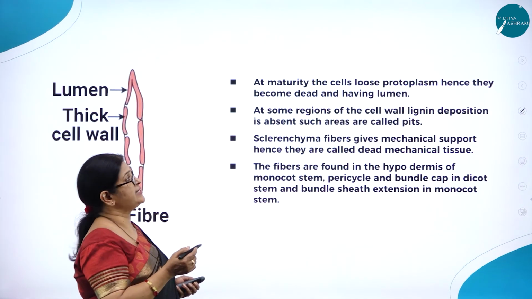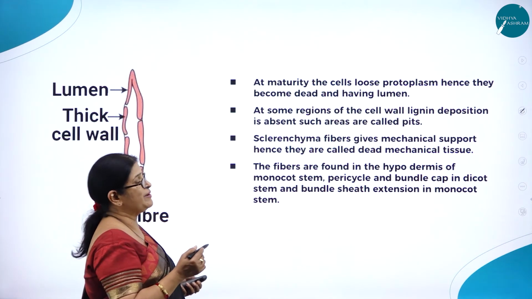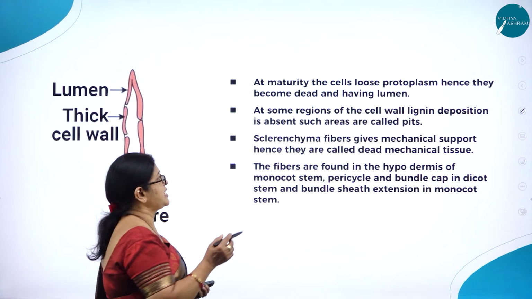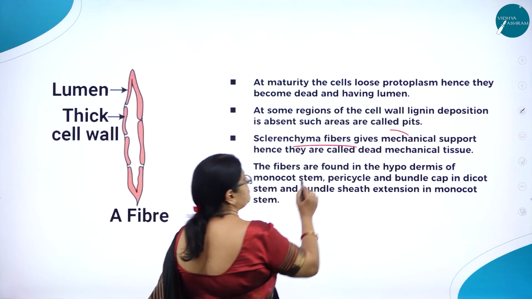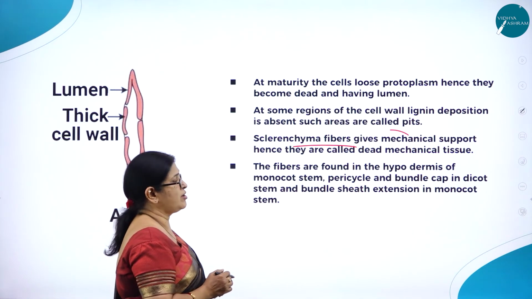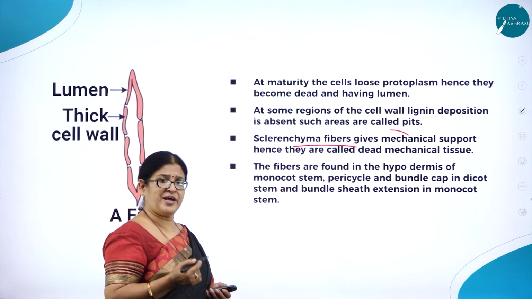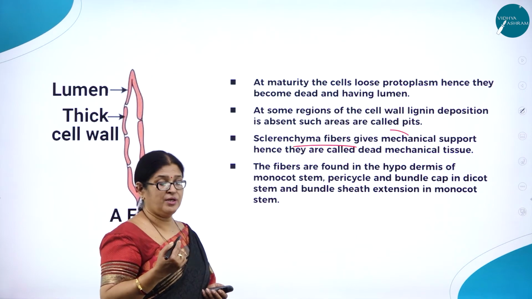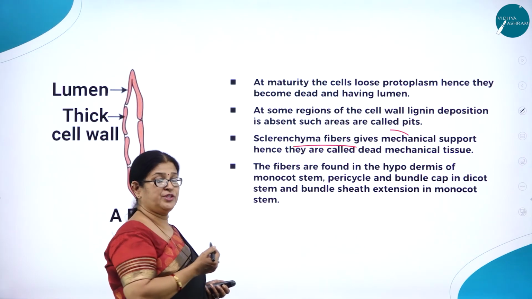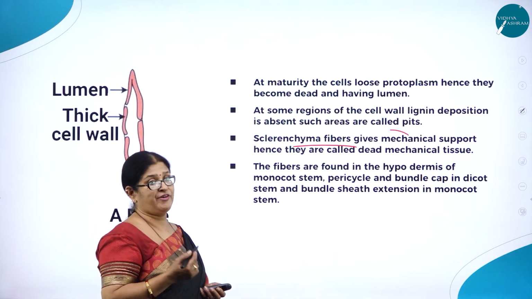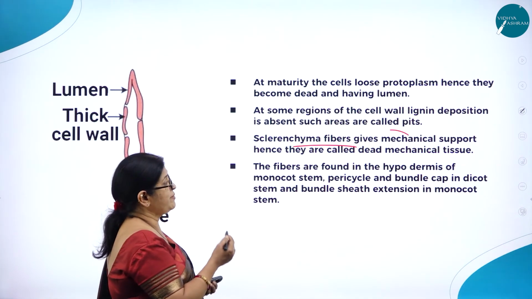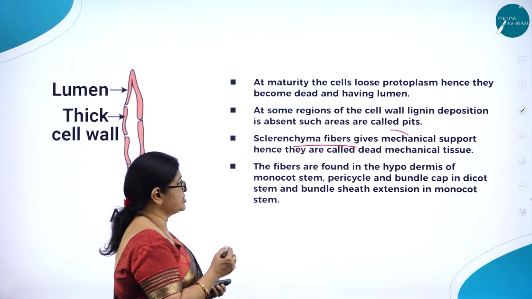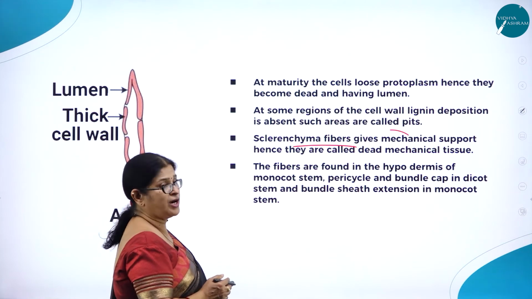At maturity, as I said, the cells lose protoplasm, hence they become dead and have a lumen. At some regions of the cell wall, lignin deposition is absent, and you call them what? Pits. Sclerenchyma fibers give mechanical support, hence they are called dead mechanical tissue. Imagine, fibers are of great economic importance. For example, the rope that is made out of jute is nothing but fibers. They are very strong, right? The fibers are found in the hypodermis in monocot stem, pericycle and bundle cap in dicot stem, and bundle sheath extension in monocot stem.